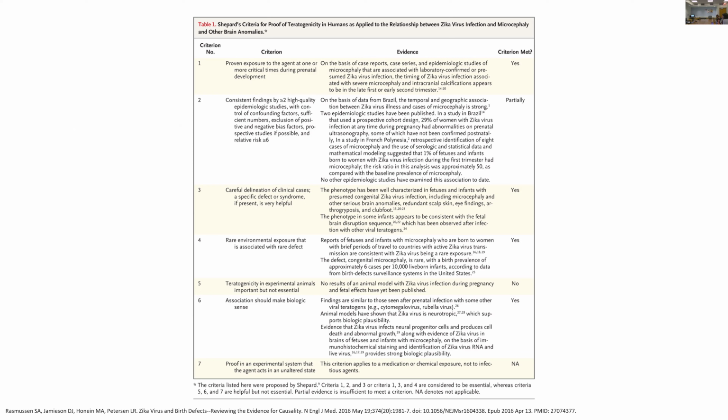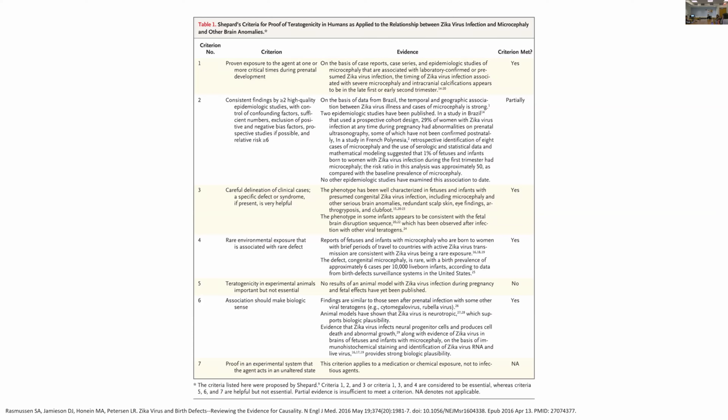This is a nice work from Sonia Rasmussen, looking at the criteria for proof of teratogenicity and then applying it to Zika. So the first criterion for proof of teratogenicity is proven exposure to the agent at one or more critical times during prenatal development. And she argues that that criterion was met with Zika. A second criterion is consistent findings by multiple high quality epidemiological studies, controlling for confounders of the association. And she argues that they partially met this criterion.